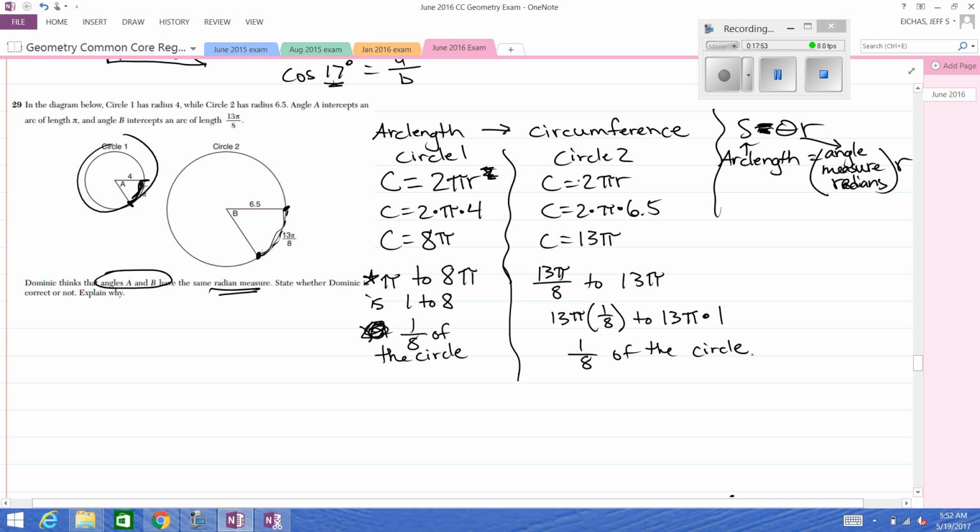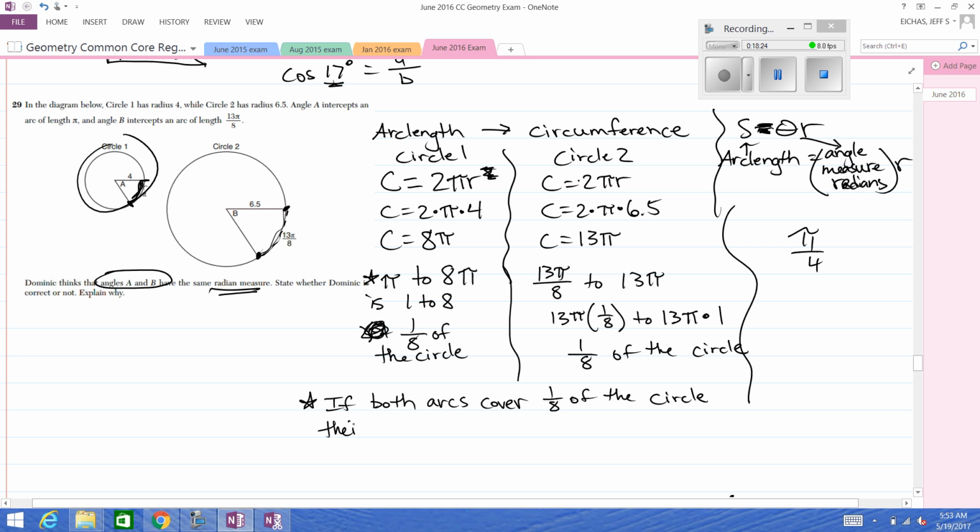That's 45 degrees, or in terms of pi, it's pi over 4 radians. So if you use this, you're probably going to get pi over 4 radians. You know, the S equals theta r formula. So basically, if both arcs cover 1/8 of the circle, their corresponding central angle measures must be the same.